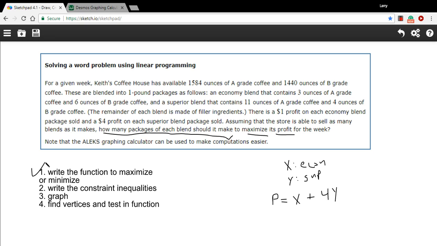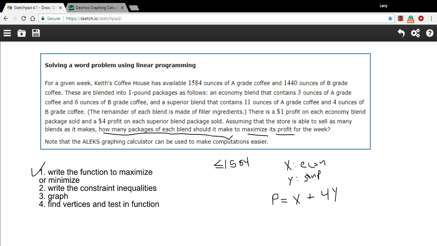Step 1 done. Now, we need to write the constraint inequalities, and here it's a little tricky because you've got this 1,584 ounces of grade A, 1,440 ounces of grade B. We know we can't use up more than that, right? So there's going to be some kind of inequality where 1,584 is on this side, and then it's got to be less than or equal to that we use up. But what do we put over here? We can't just put x or y because each of these are a mixture.